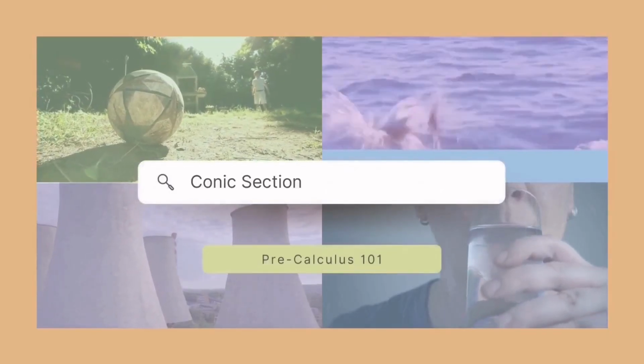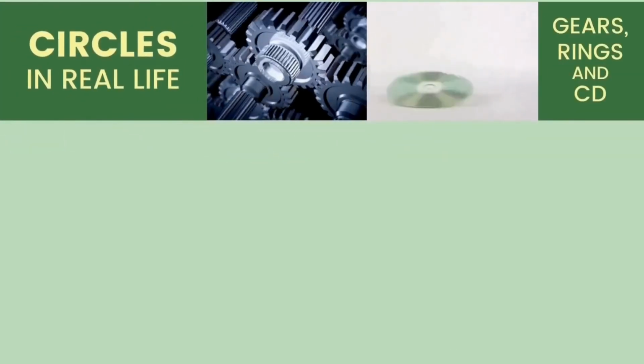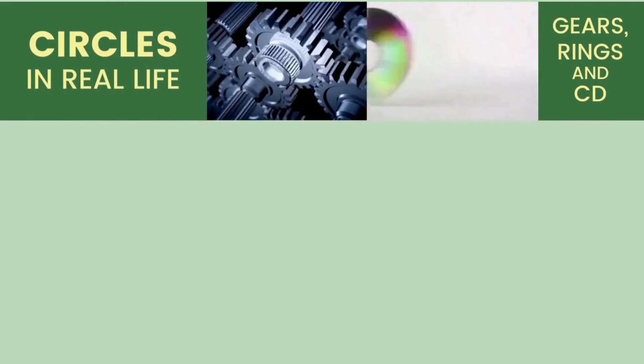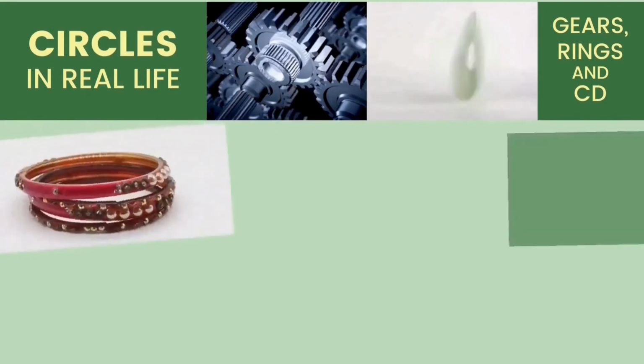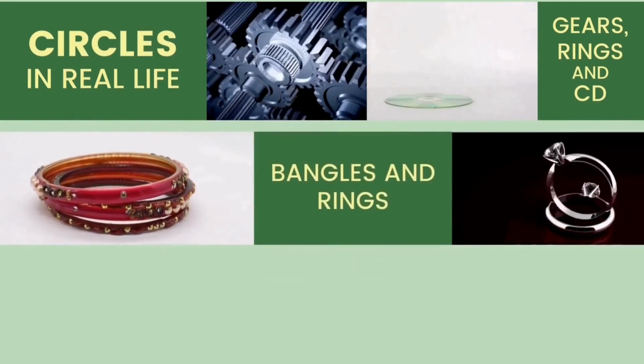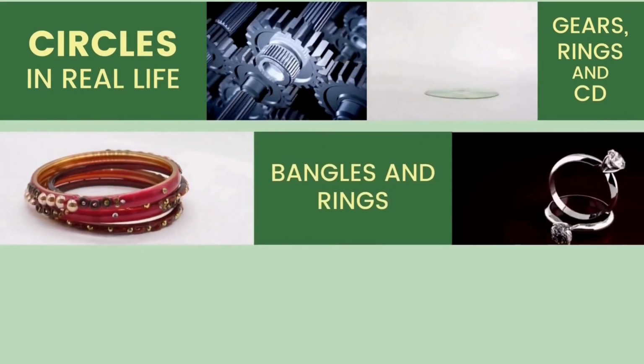These are the different kinds and examples of conic sections that are applied in real life. Circle: gears, albums, as well as CDs are ideal real-life instances of circles. Circles can be found in the form of bangles and rings. In real life, circles are utilized for a variety of purposes.